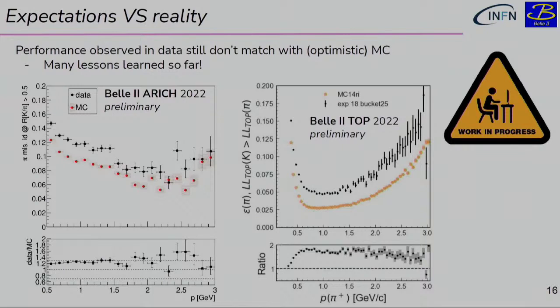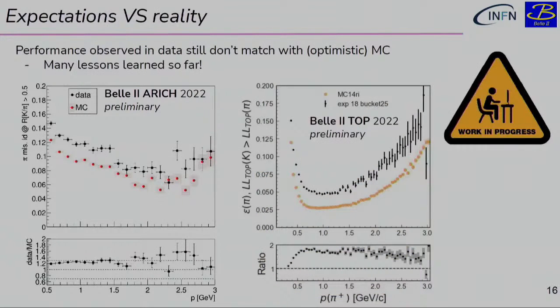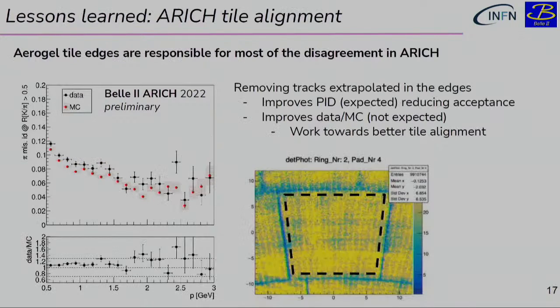Now, how this number compares with your expectation is what we're mostly working on at the moment. Basically, they don't yet match with what we were expecting from the Monte Carlo simulation for different reasons. You can see it here, that both in the case of the ARICH and the TOP, the fake rate that you observe is actually higher than the one that we were expecting from rather optimistic simulations, I would say. So let's start from the ARICH, because in this case we nailed down the origin of this discrepancy.